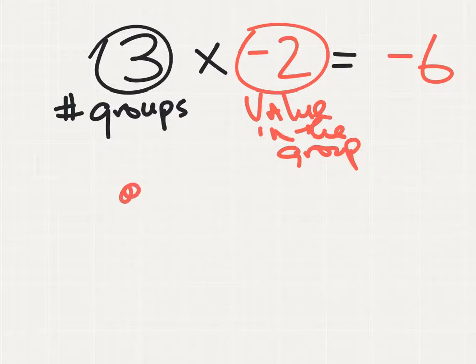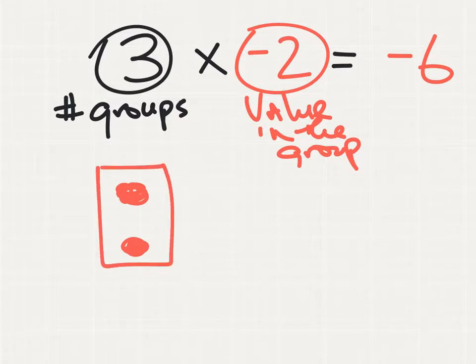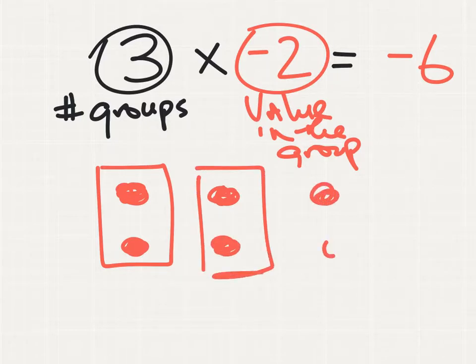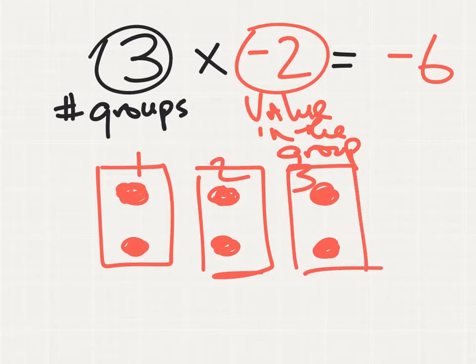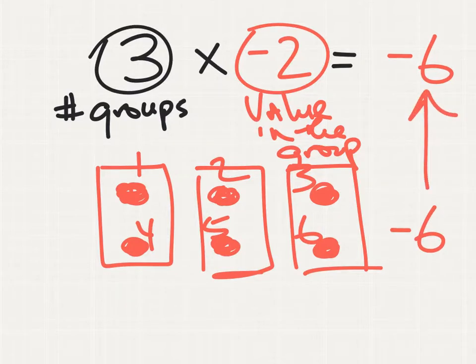Now you'll remember I said we're going to model negative integers with red circles. This is a group of negative 2. This is a group of negative 2. And this is a group of negative 2. I have 6 negative counters. Therefore, I have negative 6, which is the product or solution I expected.